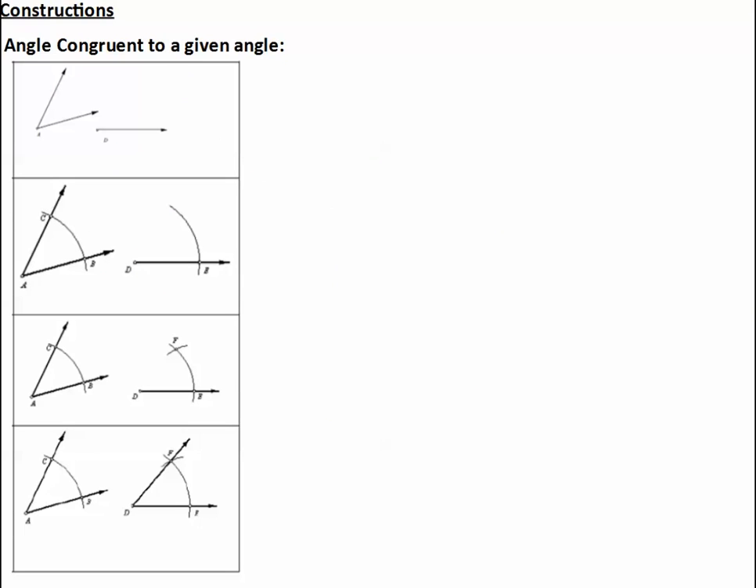Let's start with constructing an angle congruent to a given angle. Another direction you might see for this is something like copy the angle. Copying an angle. What does that look like? Well, you start with an angle. You're going to be given an angle. You may be given other stuff like a line or a ray like in this picture, but you start with an angle.